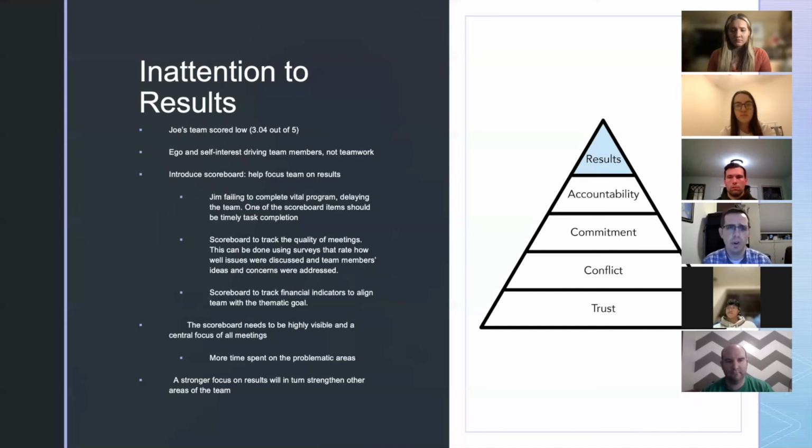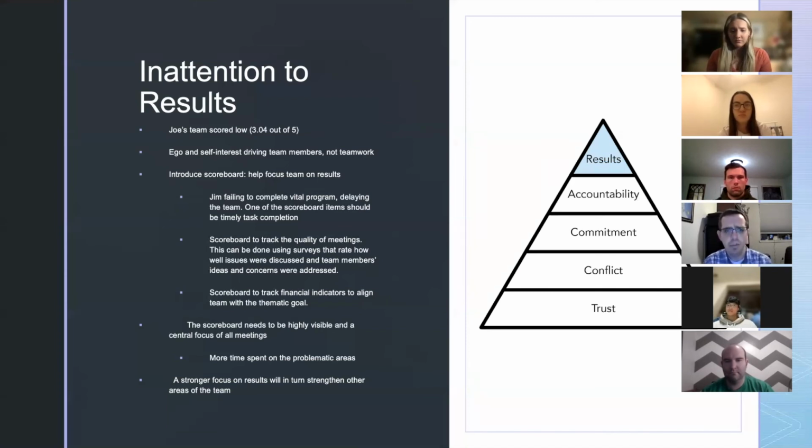So to address this issue, we'd like to introduce a scoreboard that would focus team attention around results. The scoreboard would be a highly visible representation of the goals and problems faced by the team. This will involve numbers, and I'm going to list 3 metrics, and we can add more as the need might arise in the future.